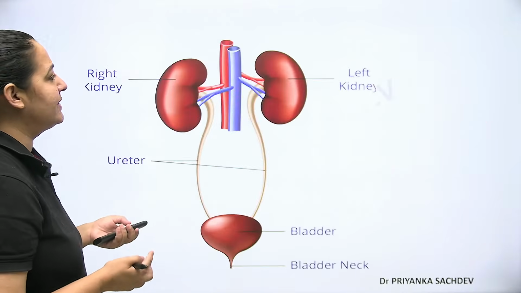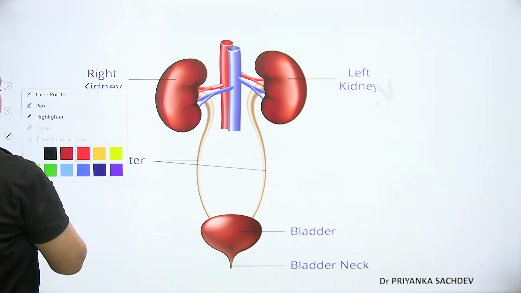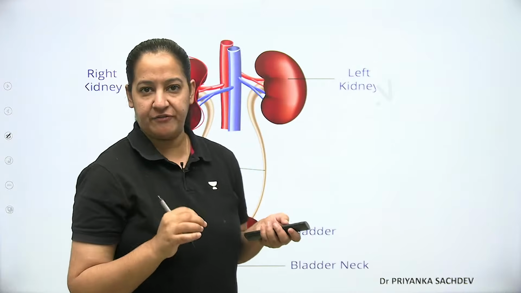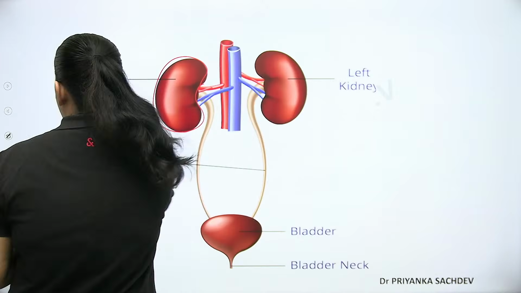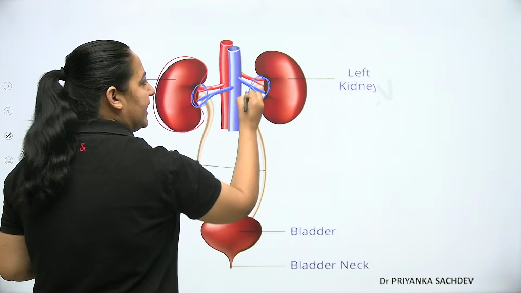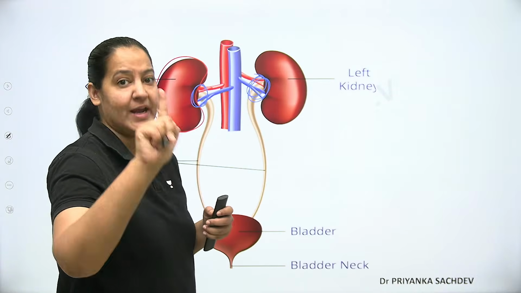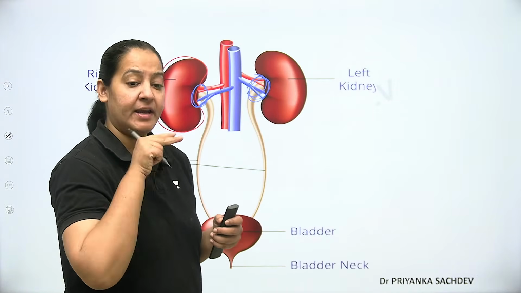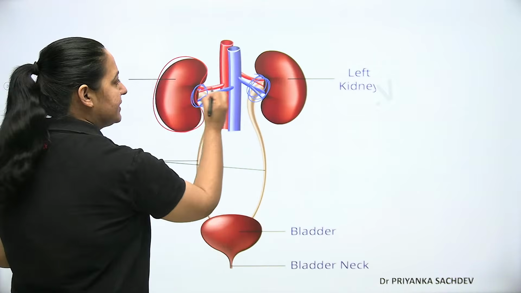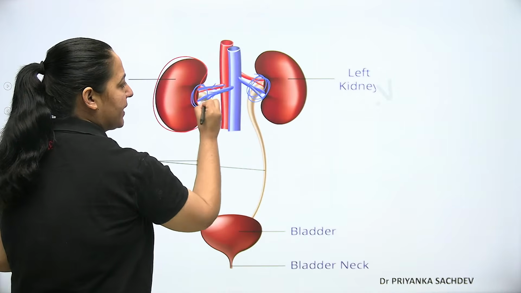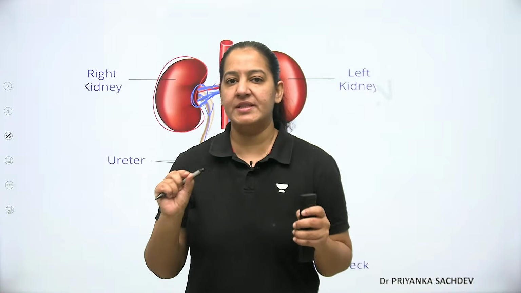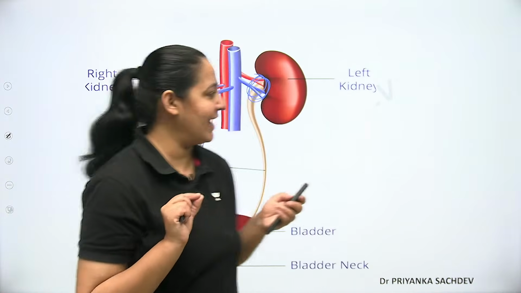So here you can see in this diagram, humans have a pair of kidneys. Kidneys are bean-shaped organs. On the medial surface of the kidney, there is a point at the midpoint of the medial surface. This point is known as the hilum of the kidney. At the hilum, the renal artery enters the kidney, the renal vein comes out of the kidney, the ureter comes out of the kidney, and lymphatics are present. This point is very important in the kidney and it is known as the hilum of the kidney.